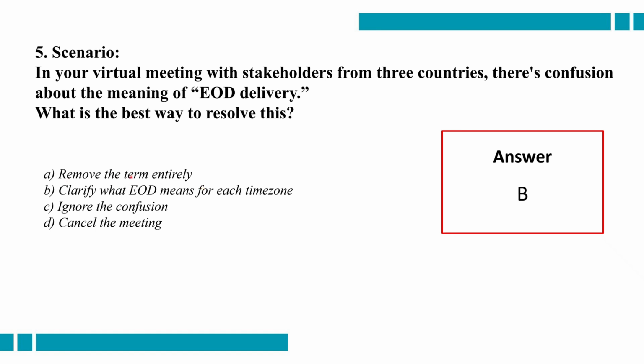Why not the other options? Remove the term entirely: not necessary. The issue is not the term itself. And option C, ignore the confusion: ignoring will cause delays and missed deadlines. Cancel the meeting: overreacting, the meeting should continue with clarity. In an articulation exam, if the question is about working in global teams, the safest option is usually the one that shows clear clarification and alignment across cultures or time zones. So here option B is correct.